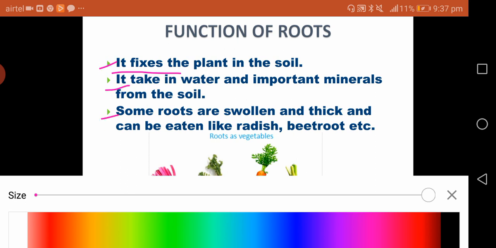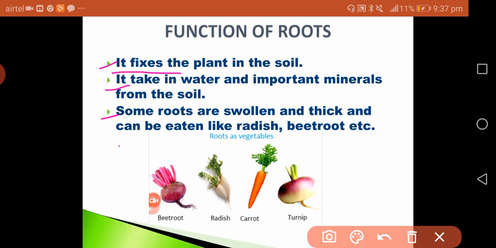Then the third one is that some roots are swollen and thick and can be eaten, like radish and beetroot. You can see beetroot here, radish here, carrot here, turnip here. These all are roots we eat as a vegetable, right? And these are swollen and thick. That means they store food in them. That's why we eat them as a vegetable. So these are some roots which can be eaten by us.